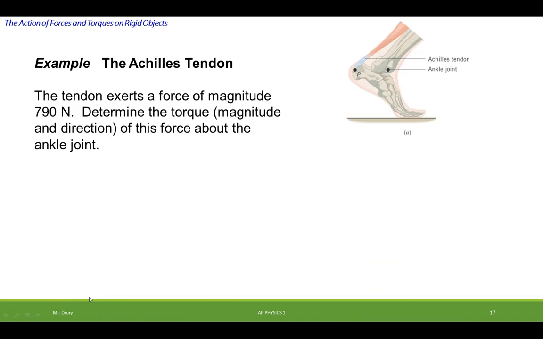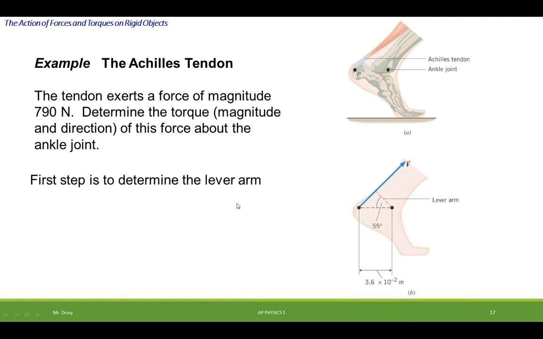So let's try an example. This is the Achilles tendon. The tendon exerts a force of magnitude 790 newtons. Determine the torque, magnitude, and direction of this force about the ankle joint. So here's the ankle joint. Here's where the tendon attaches. The first thing we're going to need to do is determine the lever arm. We know the distance between the ankle joint and where the tendon attaches is this distance here. If we take this distance and rotate it until we get a 90-degree angle here, then this distance here will be the lever arm. When that happens, this angle here is 55 degrees.